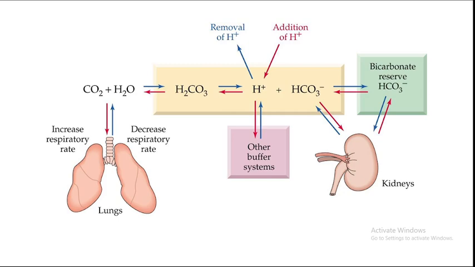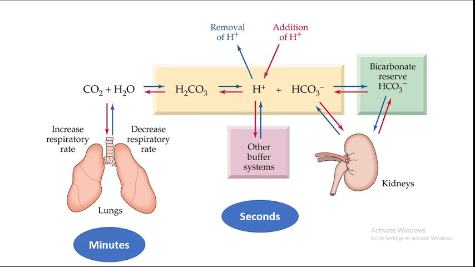Let's say there is addition of some acid into our body system. When acids are added, the first line rescuer that comes is the buffers. The most abundant buffer in our body system is bicarbonate. So H pluses will react with the bicarbonate and it will produce more and more carbon dioxide.